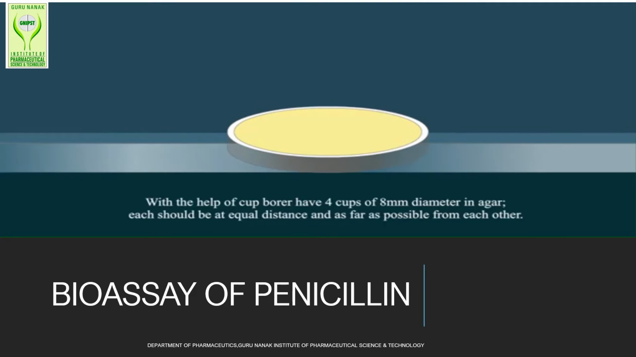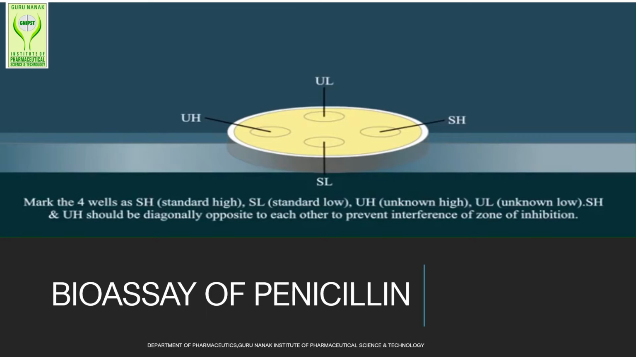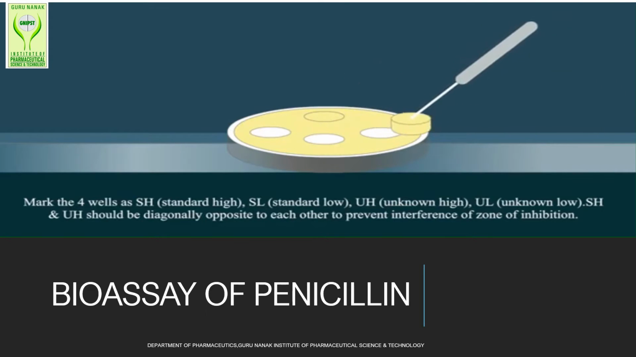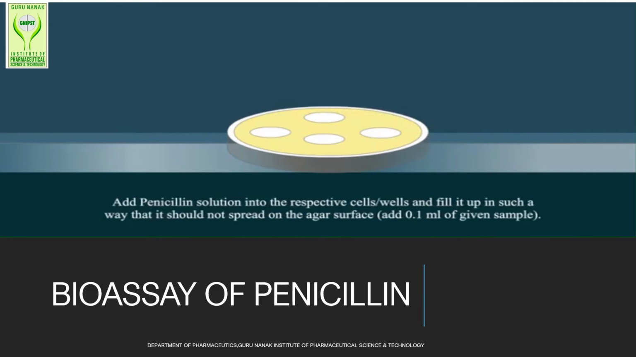After the development of the bacterial lawn, with the help of a cup borer, we have to prepare 4 cups of 8 mm diameter in the agar, and each should be at equal distance and as far as possible from each other. Here you can see I have used some abbreviations: UH, UL, SH, SL. I have given the explanation of all the abbreviations. SH stands for standard high, SL for standard low, UH for unknown high and UL for unknown low. SH and UH should be diagonally opposite to each other to prevent interference of the zone of inhibition.